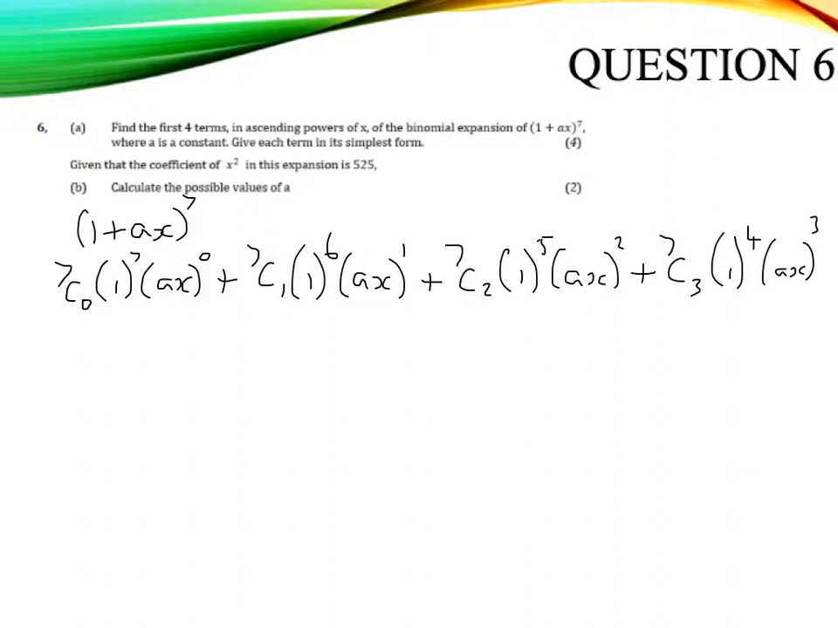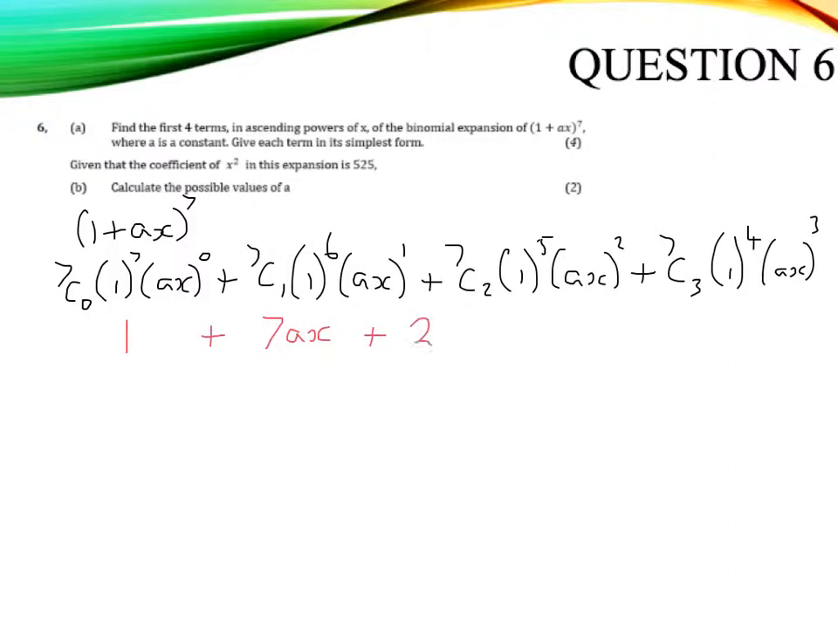Right, 7C0 on my calculator gives me the value 1, as does this. 1 to the power 7 is also 1. (ax) to the power of 0 is also 1. So this whole first term is 1. Plus 7C1 gives me 7, multiplied by 1 to the power 6, which is still 7. Then I've got (ax) all to the power 1, so 7ax.